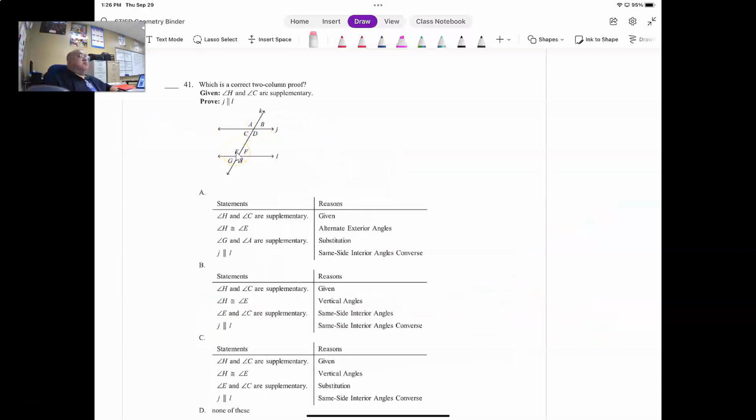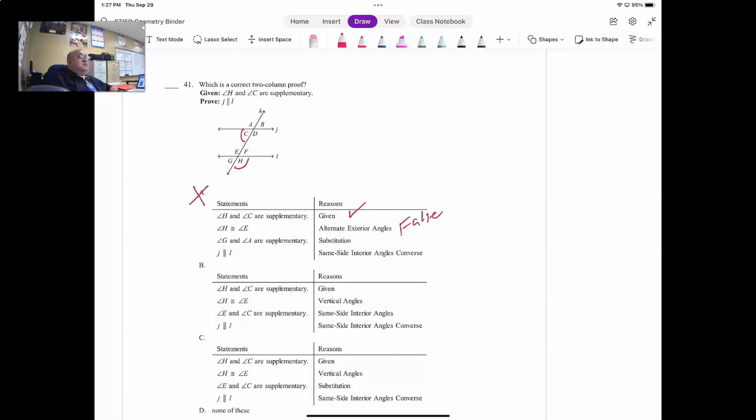Okay, in a two-column proof, something's always given to you, correct? Angle H and angle C, they're already telling you that they're supplementary. That's given. I'm just going to look at the first two-column proof and see where it goes false. Angle H and angle E are congruent. They say alternate exterior angles. That's false. Remember, they're vertical angles, so it's not going to be A.